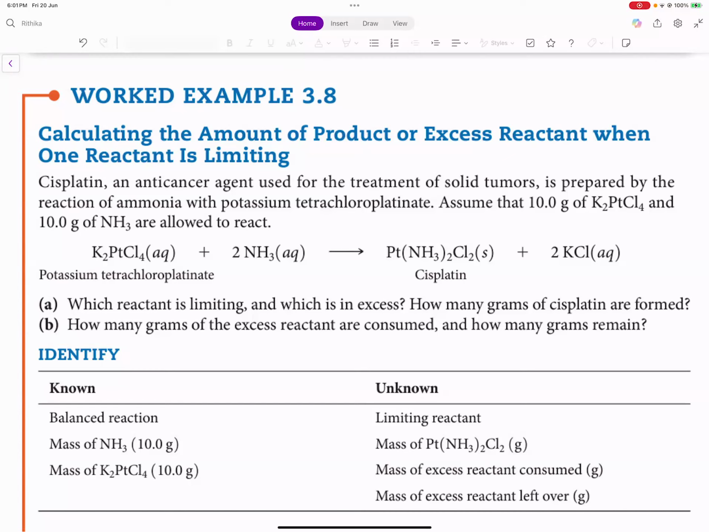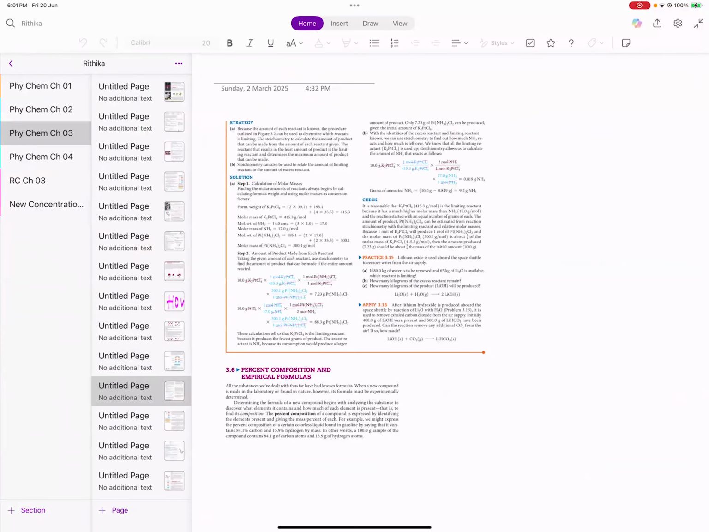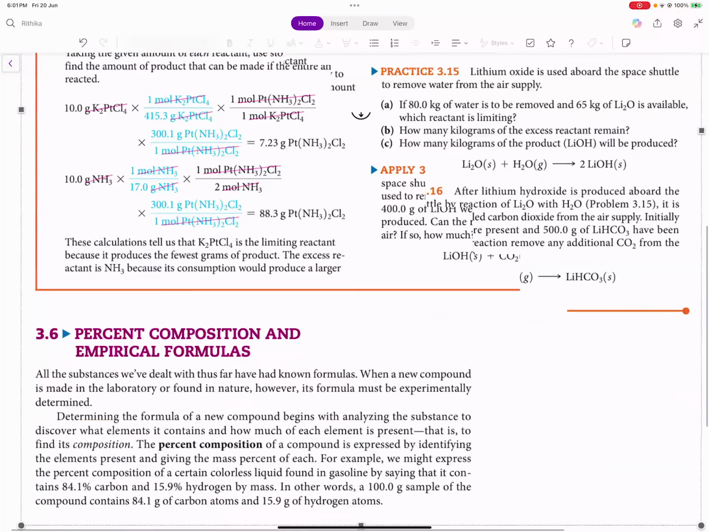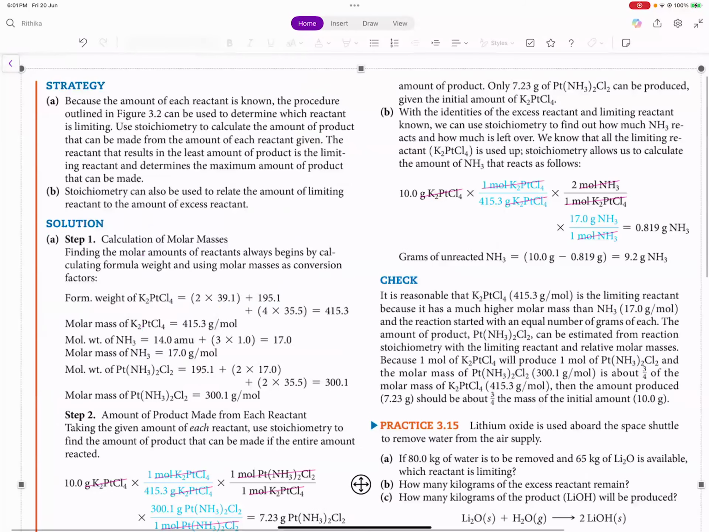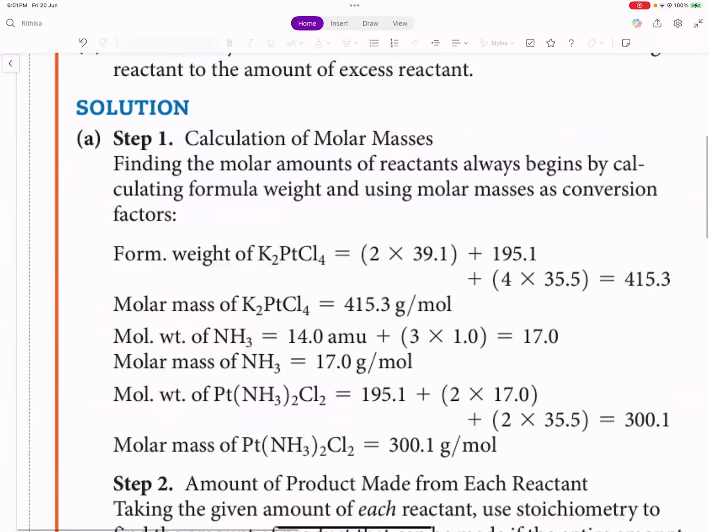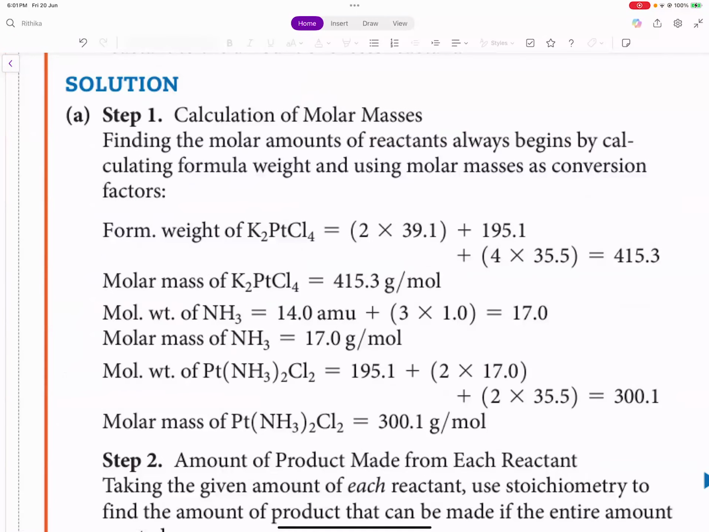And for platinum it's 195, right? See, the molar masses are given here. Okay, 195.1, 39.1, 35.5, so you can take it. I've noted everything down.